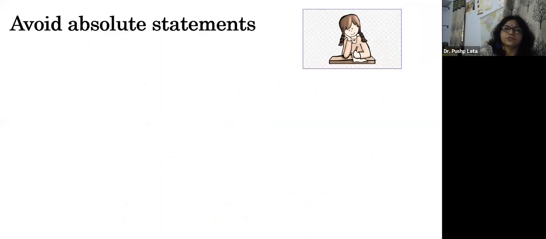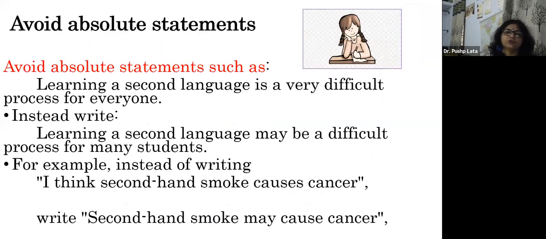Avoid absolute statements. I have told you, for example, learning a second language is a very difficult process for everyone. For everyone, it's a huge statement. It's an extreme kind of stance that you are saying everyone finds it difficult. You know that it's not the case, right? So do not take the absolute stance. Rather, you can write, learning a second language may be a difficult process for many students. So it's better to use moderate language.